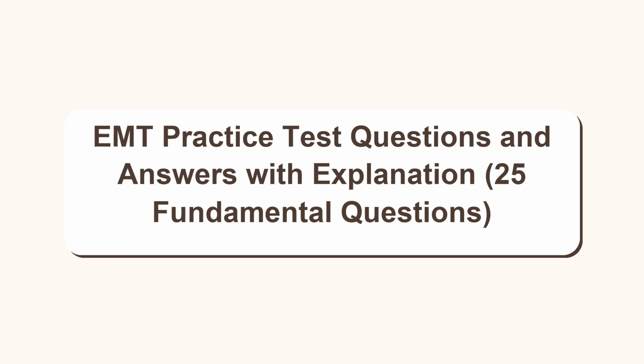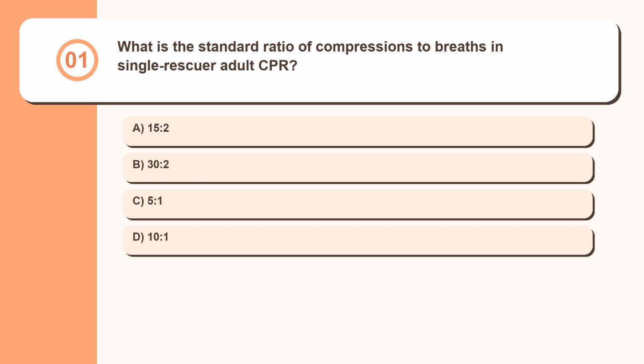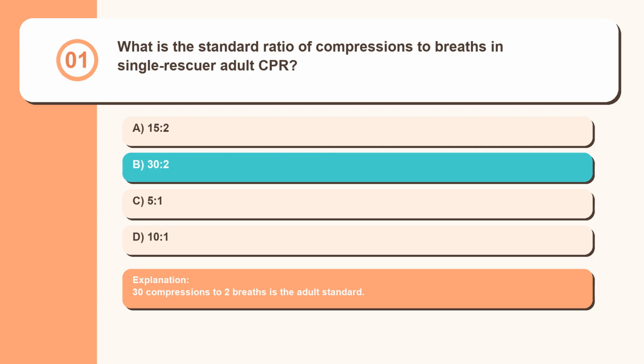EMT practice test questions and answers with explanation. 25 fundamental questions. Question 1. What is the standard ratio of compressions to breaths in single rescuer adult CPR? 15:2, 30:2, 5:1, 10:1. 30 compressions to 2 breaths is the adult standard.